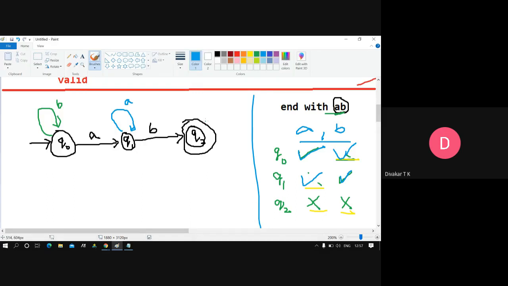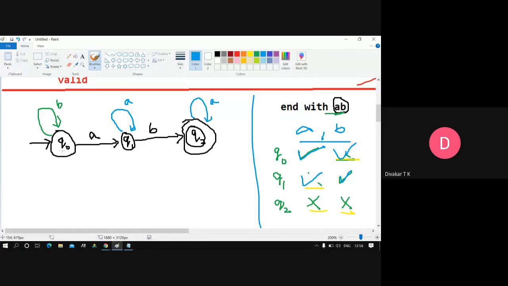Got the clarity? Now tell me what the solution is. Any idea? What should I do now? What is my first step? Should I write self loop A and B? No, you check one by one. First we'll write self loop A, and I'll check with the A symbol.